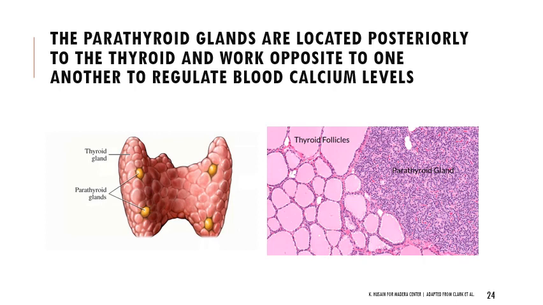And on the right, we see a histological slide. The parathyroid gland is really dense tissue. The thyroid has these follicles, and inside the follicles we have fluid. The cells lining the follicles and the fluid inside the follicles secrete different types of hormones. The thyroid and the parathyroid also work opposite of one another to regulate blood calcium levels, so they are involved in a negative feedback loop for blood calcium.